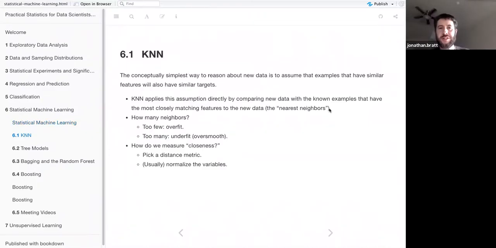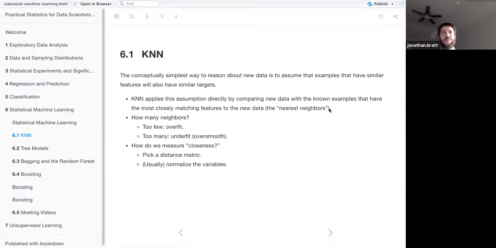Okay, so the first kind of model that was covered in this book is the K nearest neighbors model. And in some ways, this is like the simplest application of the inductive reasoning principle we just talked about. The simplest way to reason is just assume that examples that have similar features will also have similar targets. So things that are similar in certain ways will be similar in other ways, is one way of phrasing this assumption. And in some ways, that assumption is behind all of machine learning and all of statistics, right? So it's not a new assumption, but K nearest neighbors takes that assumption and just makes that the basis of our model.